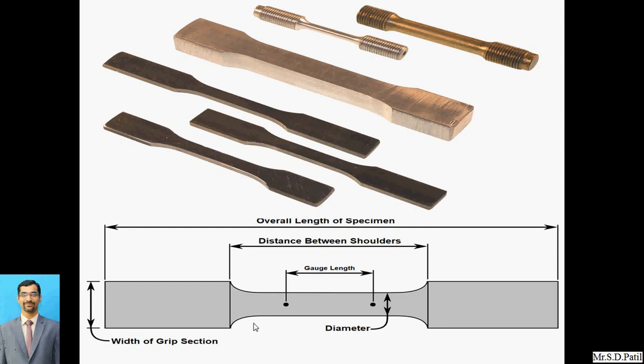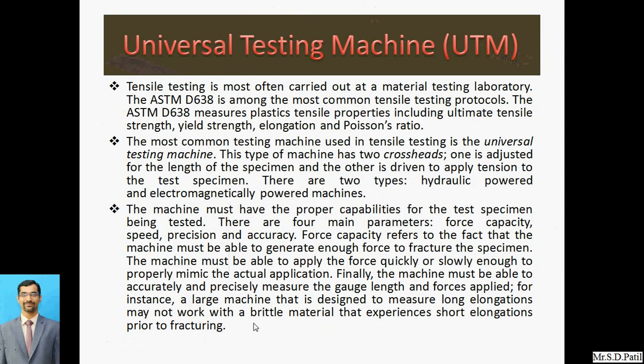So we need to manufacture all those dimensions according to this standard only. Whatever the standard indicates, according to that only we have to manufacture. That is among the most common tensile testing protocols, so those protocols we need to follow. ASTM D638 measures the plastic tensile properties, including the ultimate tensile strength, yield strength, elongation, and Poisson's ratio. So basically, when we are manufacturing the specimen according to the standard, it is determining all those properties.